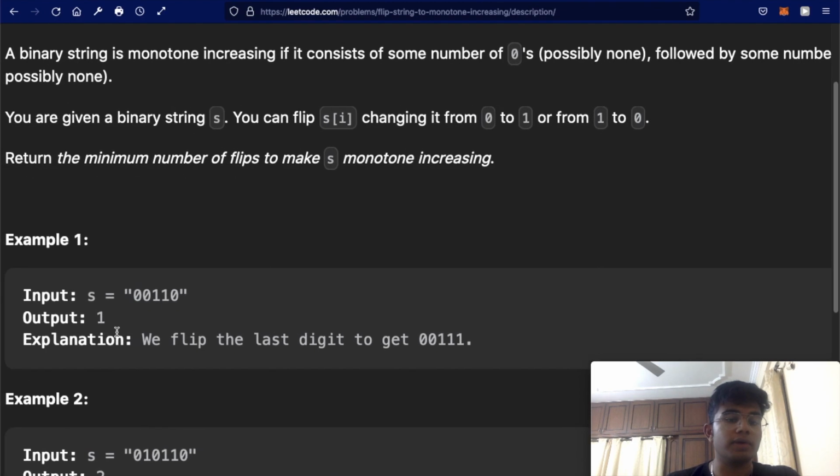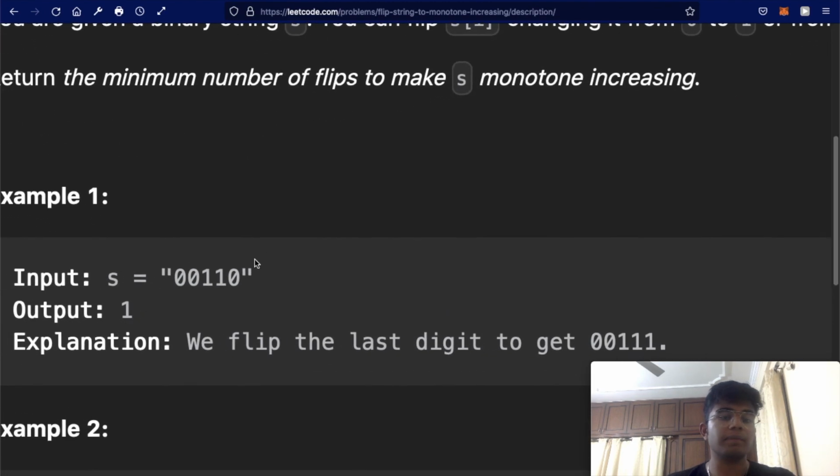So how can I make it monotone increasing? One thing I could do is convert all the zeros to 1, but that would take 3 changes. That is a possible solution. Another solution would be taking both of the ones and converting them to 0. That is also valid, but it would have a cost of 2. And finally, the best solution is I take the last 0, convert that to a 1, and that would just give me a cost of 1. And that's what I return, the minimum cost.